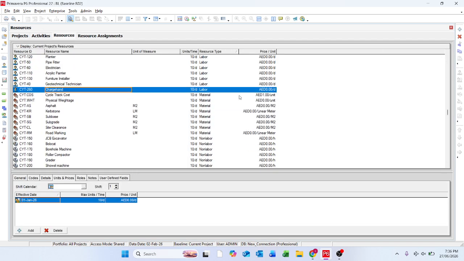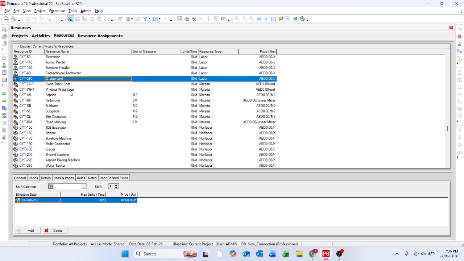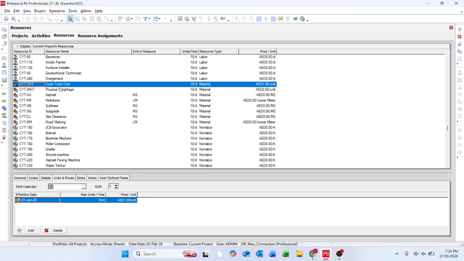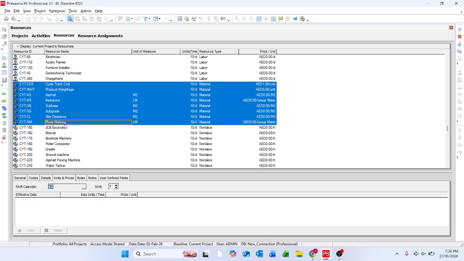So here, physical weightage. Now let's go to the material resources. So material resources over here, you can see that physical weightage, again, it is kept as a material resource, but the price per unit is 0. Only for the cost, the price per unit should be kept as 1.